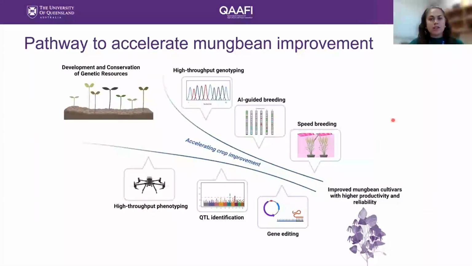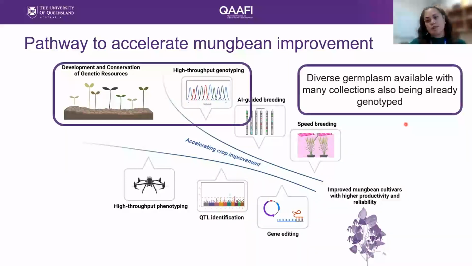So we're in this really exciting time in agriculture where we have a lot of new technologies and methodologies that have been developed to help accelerate crop improvement. And these have really been applied to a lot of major crops. There's an opportunity, therefore, to apply them to mungbean to really streamline this breeding process. I've just listed some of these tools and methodologies in this process.